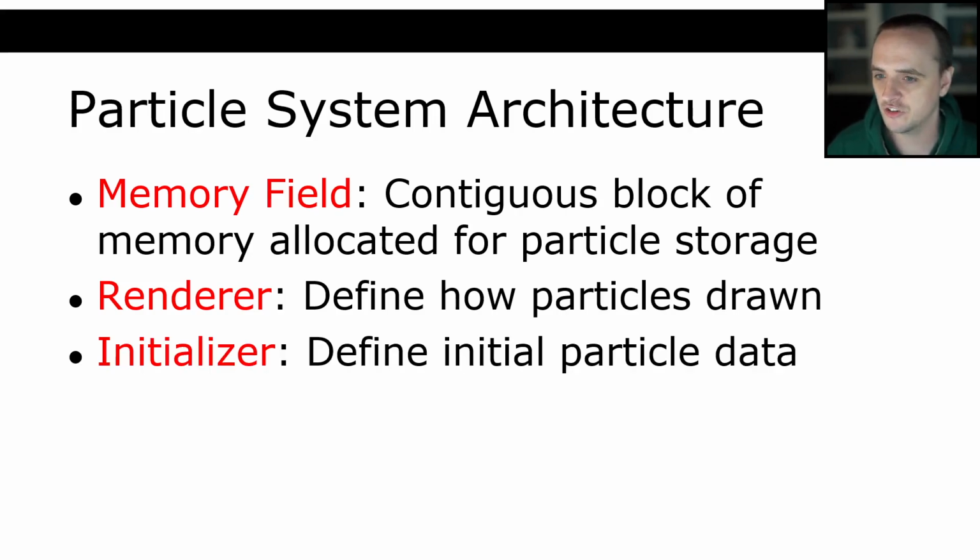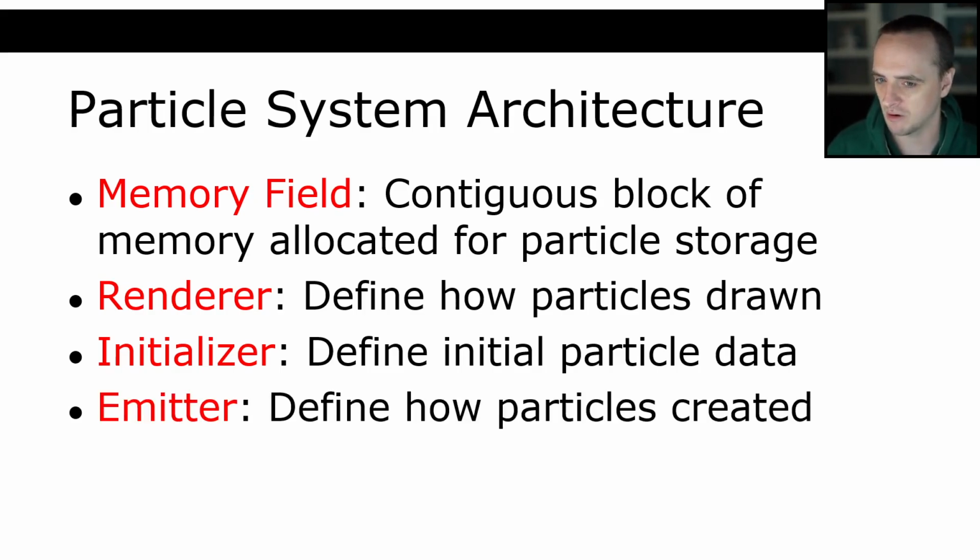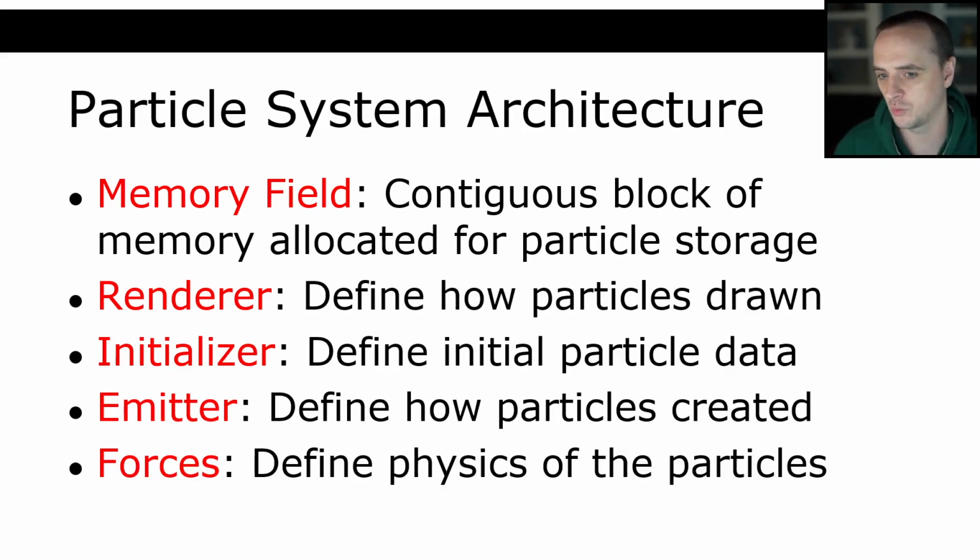We're going to need an initializer. That's how you actually define the initial particle data, so maybe where it is, where it's heading, that sort of thing. You may need an emitter. If your particles are going to appear to be coming from a particular place on the map, then you might want an emitter that actually spawns these particles. And you're going to have some forces as well. They define the physics of the particles and say, okay, are the particles moving? Are they exploding? Do they change color? Are they bumping into things? Are there collisions? All that sort of thing are the forces that are acting on your particles.